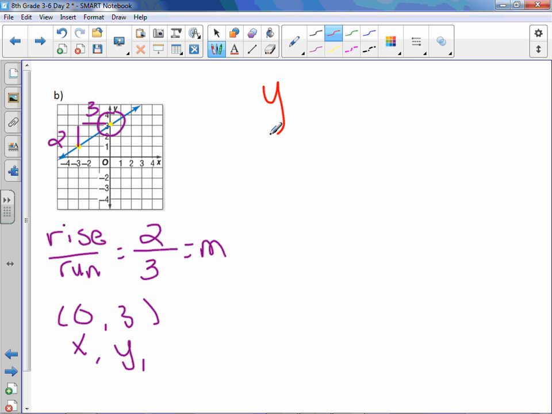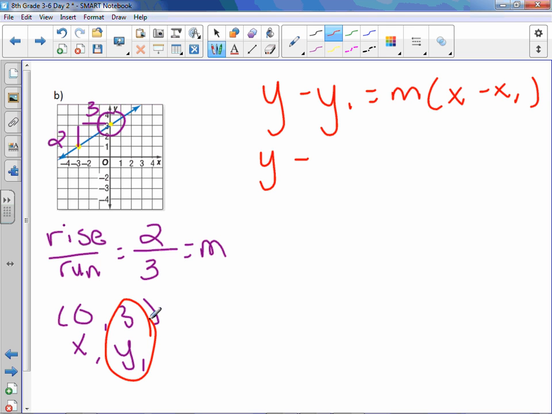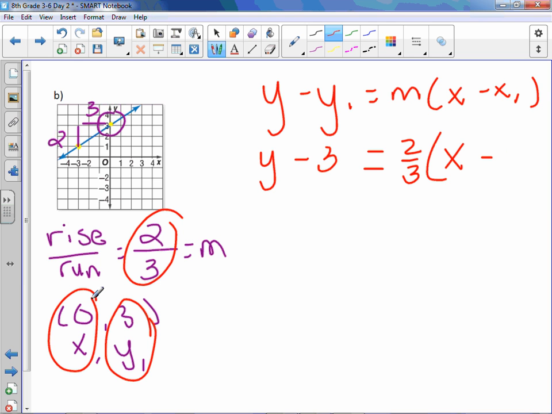Our point slope formula, y minus y1 equals m times x minus x1. Plug in everything you know. Y minus 3 equals 2/3 times x minus 0. We don't have to make it pretty, it already is. There are no double negatives, so that's our point slope form.